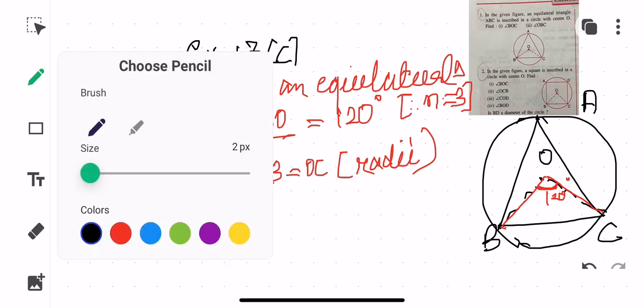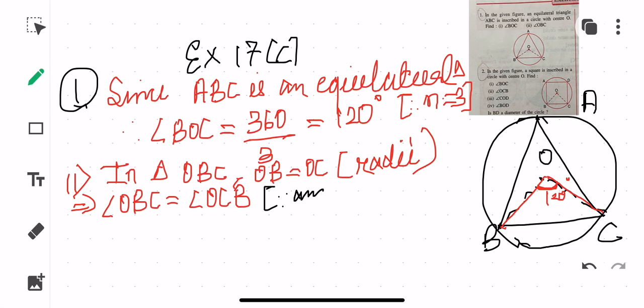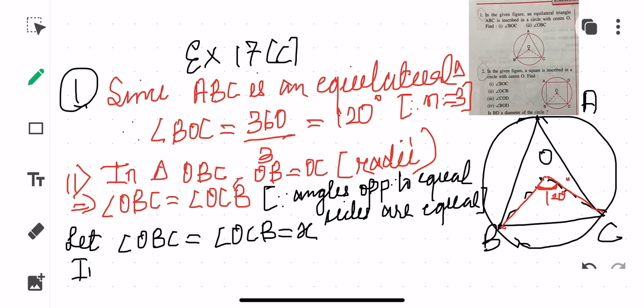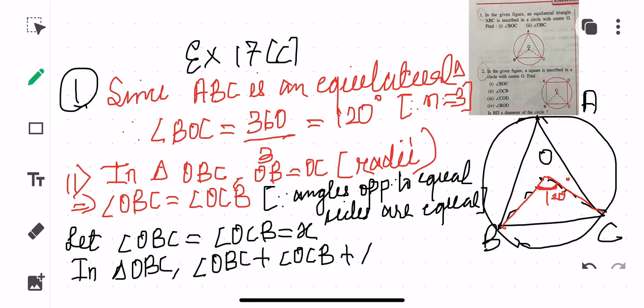Why? Because, children, the reason is angles opposite to equal sides are equal. So write down angles opposite to equal sides are equal. So this is the reason. Now you will be writing, let angle OBC equal angle OCB equal x. Now in triangle OBC, angle OBC plus angle OCB plus angle BOC will be equal to how much, children? This is going to be equal to 180 degrees. And how did you know that? This is because of the angle sum property. So write down angle sum property.